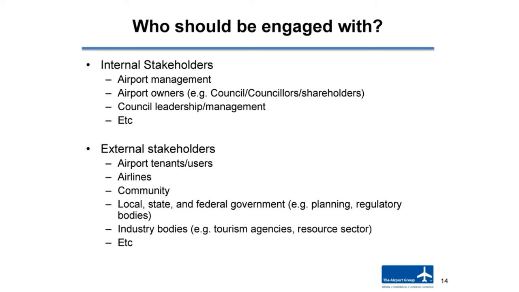With regards to external stakeholders, these are those that are outside the airport owner and operator. So you've got the airport tenants and users. The airlines are obviously a critical stakeholder if you've got RPT operations. If you don't have RPT operations, then the GA users would be, and the users of the airport are just as critical. The community is a very important stakeholder, and local, state and federal government are clearly important stakeholders in terms of land use planning and also regulatory bodies. There are also other stakeholders to consider externally, so industry bodies such as tourism agencies or resource sector representatives, depending on the economic drivers in the region that your airport's operating in.